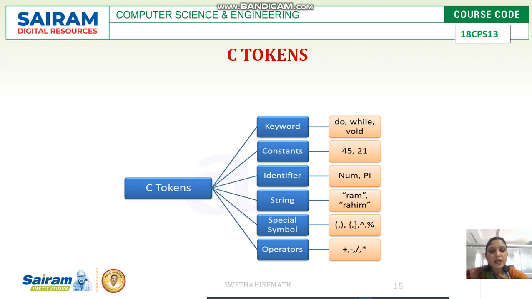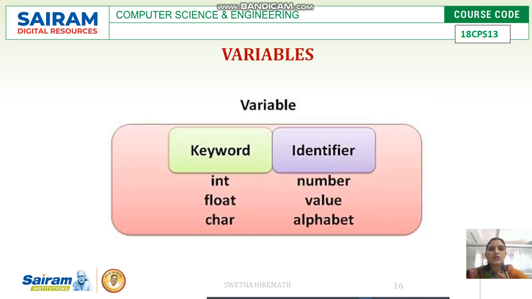Examples of strings: "Ram" and "Rahim". Whatever we write in double quotes is considered a string. Special symbols are parentheses, flower brackets, modulus, and along with them the operators plus, minus, slash, star, etc. Next, variables: they consist of two types, that is, it may be either a keyword or an identifier.